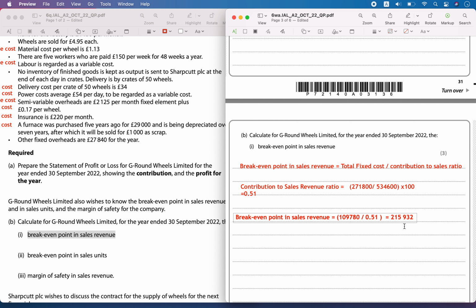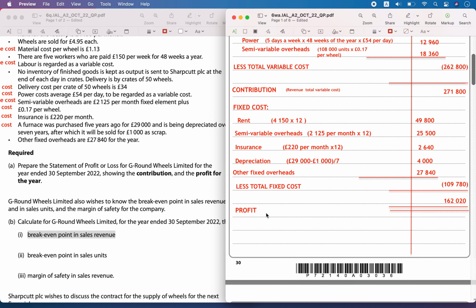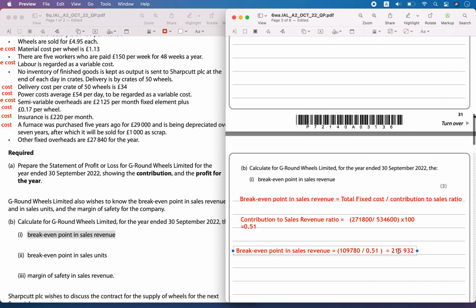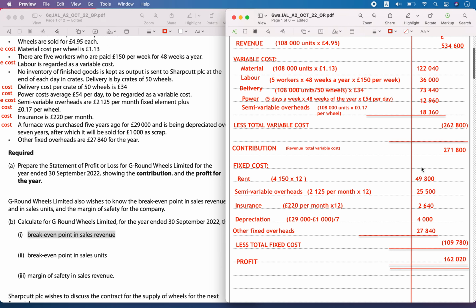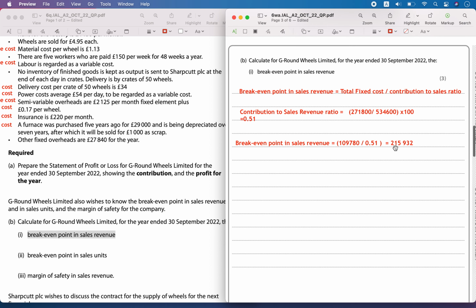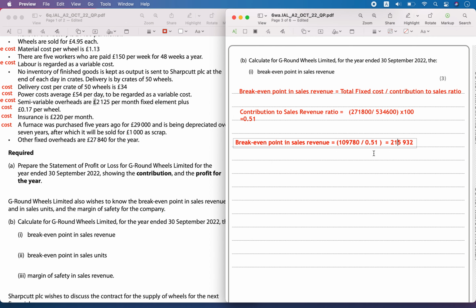So this is the break-even point in terms of sales revenue, beyond which if you are able to sell more, then only you will be able to make a profit. So you are making a profit of 16,020 because you are selling beyond 215,932. You are selling a sales revenue worth 534,600.